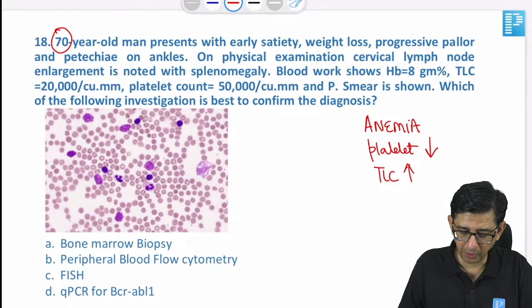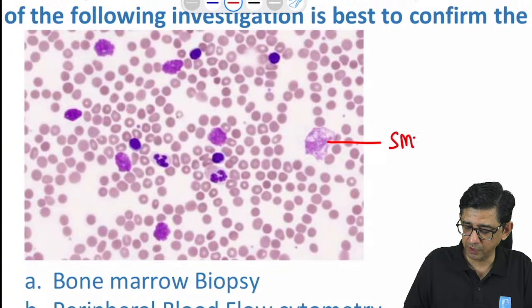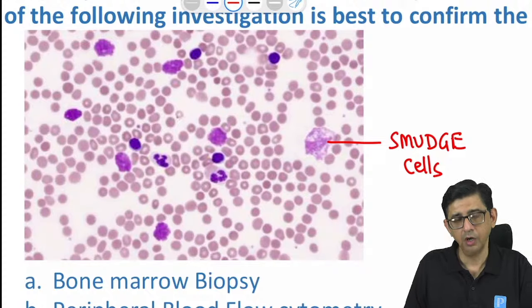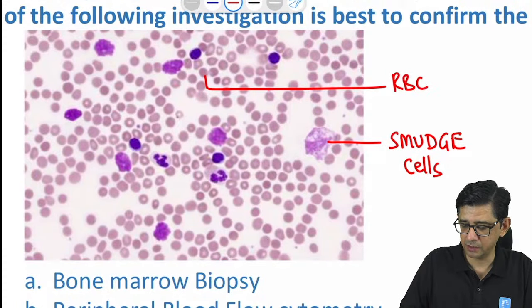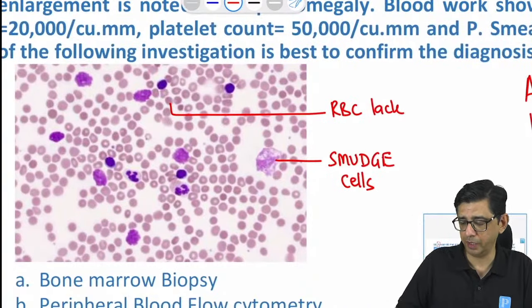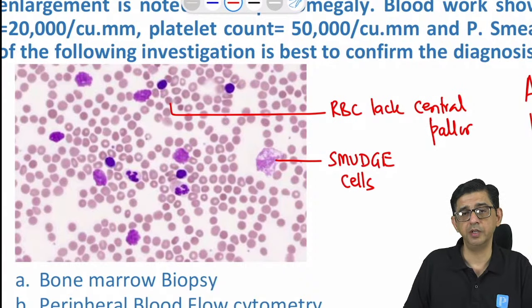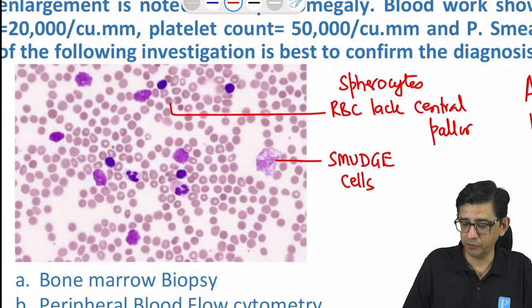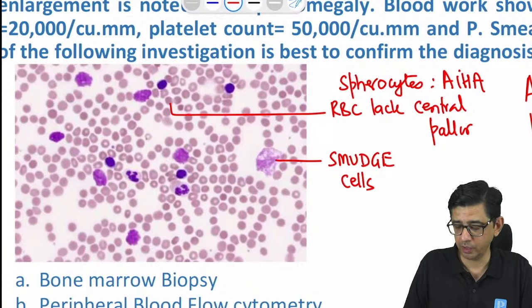And what you have to pick up is in the peripheral smear, the presence of these nasty looking cells, which are fragile, immature B cells in the circulation, which are called as smudge cells. What you can also pick up in the circulation is these RBCs, which lack central pallor. Considering that the RBCs are lacking that central pallor, we are going to call them spherocytes, and therefore the diagnosis of this patient based on smudge cells, RBCs lack central pallor, that is spherocytes, would be a chronic lymphocytic leukemia. Chronic lymphocytic leukemia has autoimmune hemolytic anemia, AIHA, and there are smudge cells present.